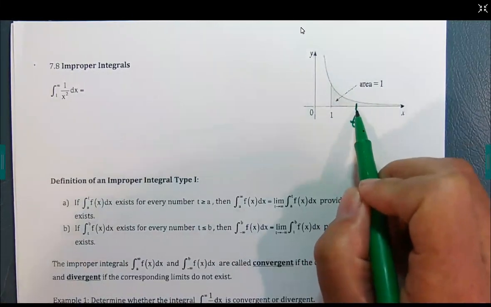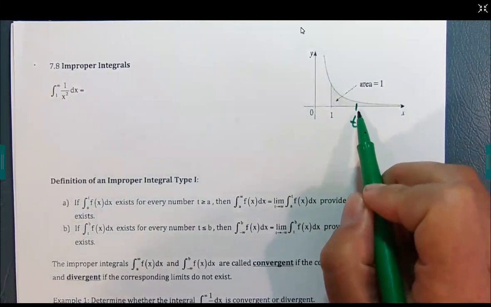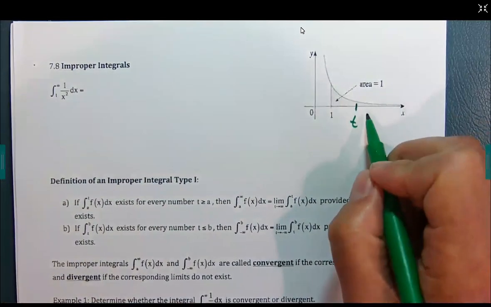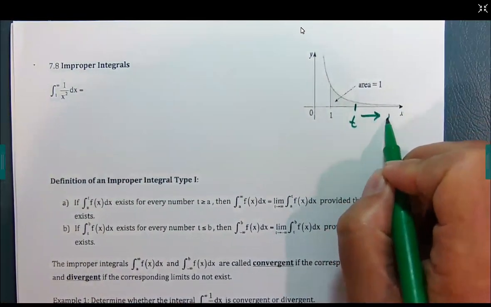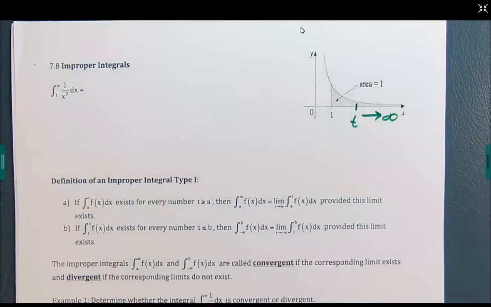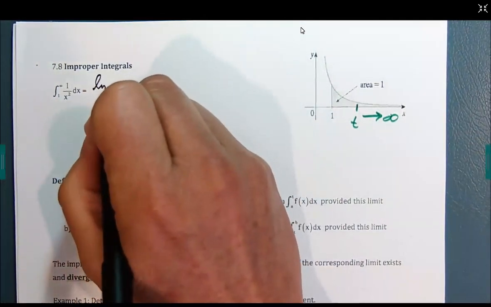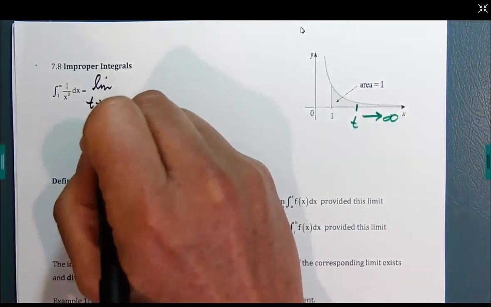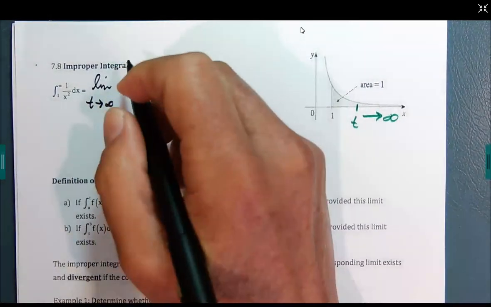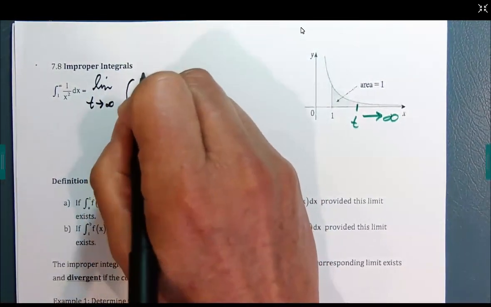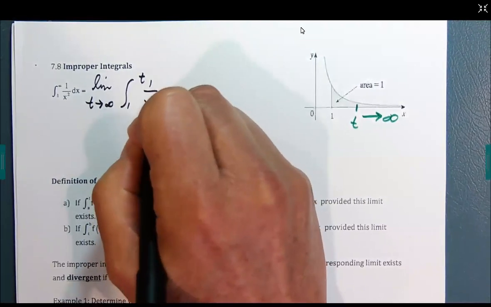And after I integrate from 1 to t and figure out what that integral is, and I'm all done, then I'm going to shove that t off to infinity. But that's after I turn it into a proper integral where we integrate from 1 to t. So the way I'm going to do that is I'm going to take the limit as t goes to infinity, and that's going to be the last thing that I do of the integral from 1 to t of 1 over x squared dx.